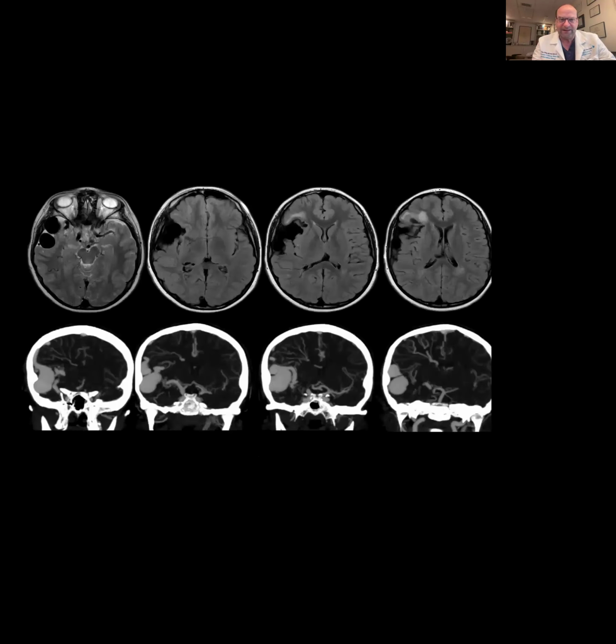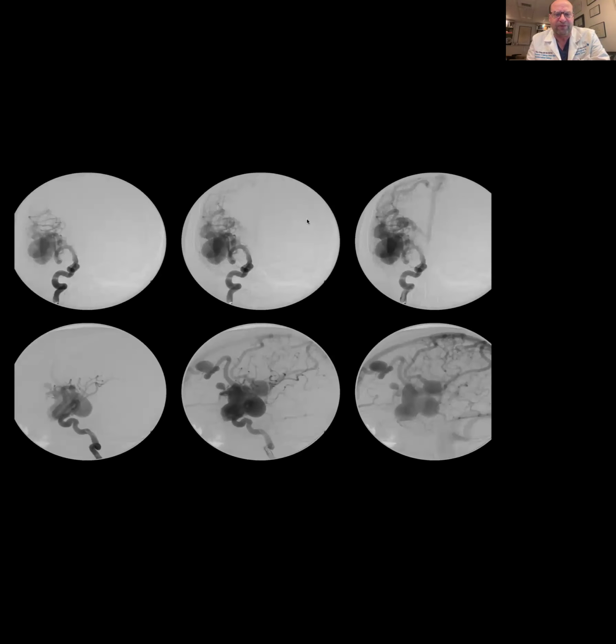This is another case that I treated when I was still back in Toronto. You can see this is not a subtle finding. This is very obvious. And in this case, we already see that there's some perifocal edema in the brain. And that's always a risk factor for an impending hemorrhage. And so we went ahead and treated this fistula.